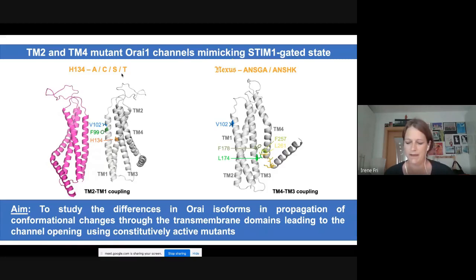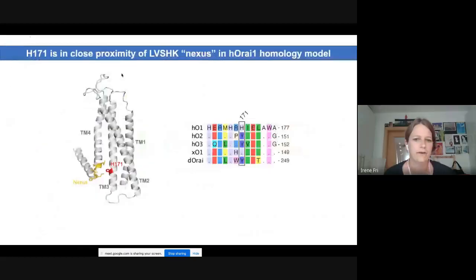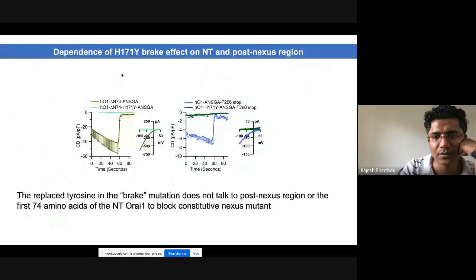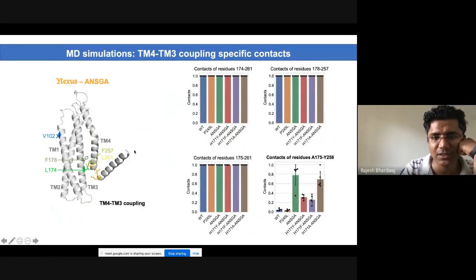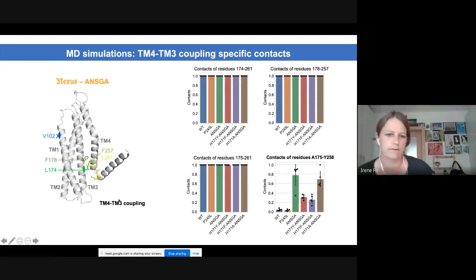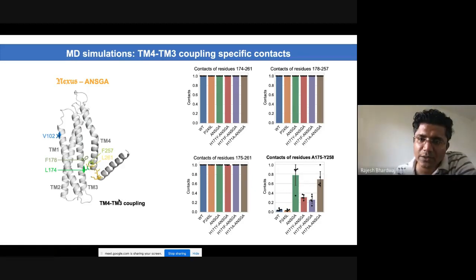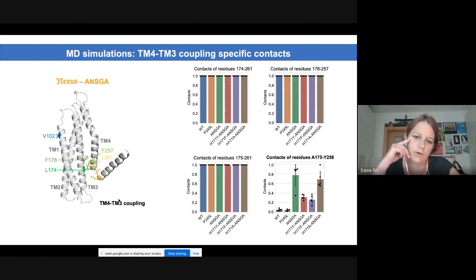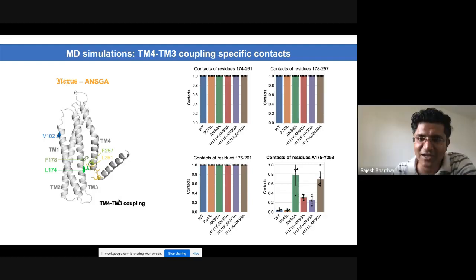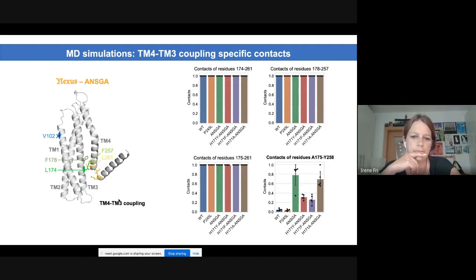When you checked for these A175 Y258 contacts, just let me get to that slide. Yeah, here. This tyrosine is just the next residue after this F257. And A175, Don had shown in the past that if you mutate it to a lysine residue, you disrupt this physiological coupling. Because I didn't get the slide, it was a bit quick, but actually you also see here with the H171A mutant that there is no effect. So we could try, for example, a cross-linking experiment to see whether this contact is relevant or whether it would affect the activity of the Nexus channel. Yeah, great, an interesting experiment.